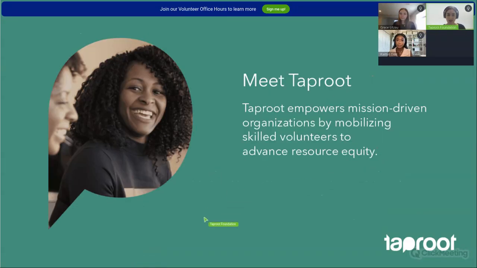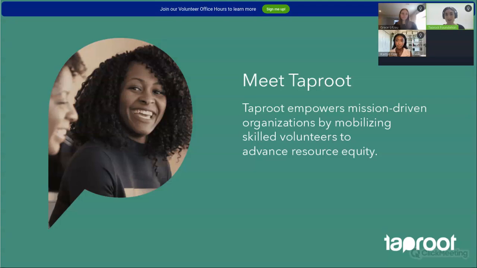I'm going to start by introducing everyone to Taproot Foundation, who we are, what we do, for those of you who might be new to our organisation. Taproot is a non-profit that exists to support other non-profits. It was founded back in 2001 with the knowledge that there is a massive resource gap present in the non-profit sector. Organisations who are working towards solutions for the world's most pressing challenges simply do not have the financial means, staff capacity, or support from institutions to carry out these missions to their fullest potential. So that's where Taproot comes in.